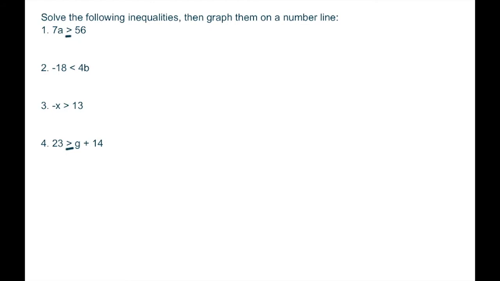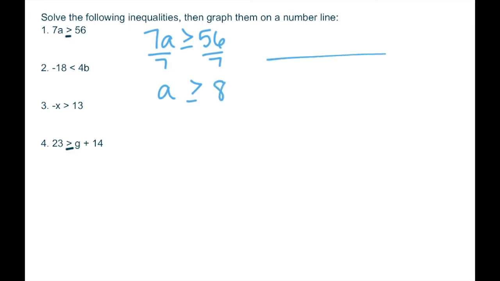Alright, so we'll start with number 1. I've got 7a is greater than or equal to 56. I'm trying to undo this problem, so I want to undo this multiplication by dividing by 7. And that's where I get a is greater than or equal to 8. So if I put this on the number line, here's my 8. 8 will make this inequality true, so I can put a closed circle there. And I'm looking for the numbers greater than 8. So I want to shade in the same direction that my inequality is actually pointing, the numbers that are bigger than 8.